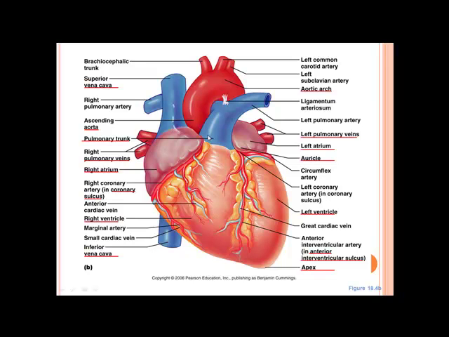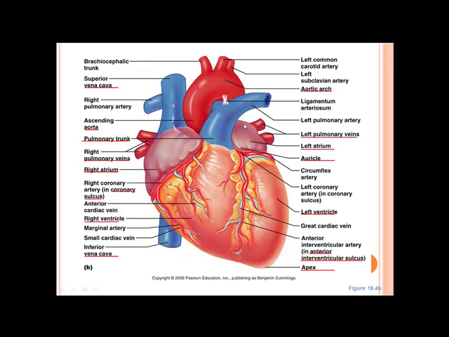So my left coronary artery is hidden behind my vena cava here. It will split into the anterior interventricular artery and the circumflex artery. My anterior interventricular artery here is sitting on top of my great cardiac vein, which is sitting in the anterior interventricular sulcus. Here's my right coronary artery, which will give off my marginal artery.